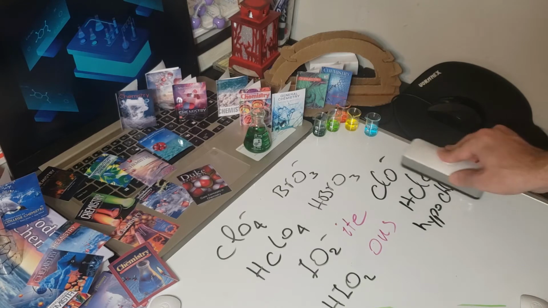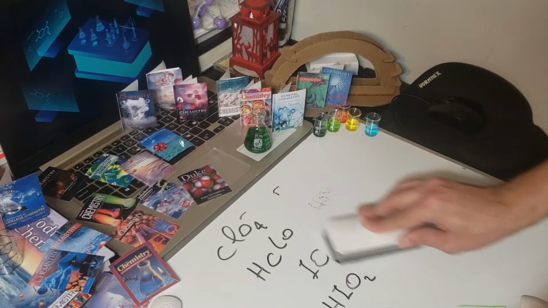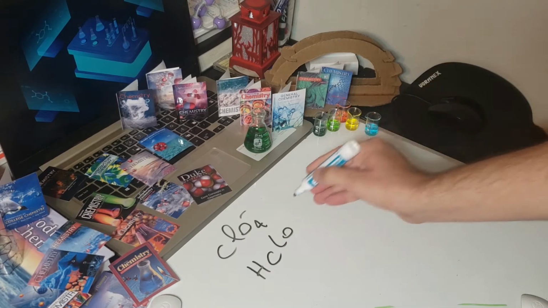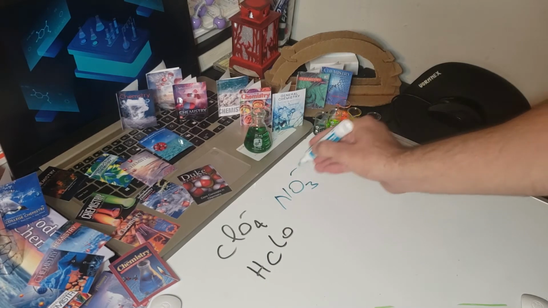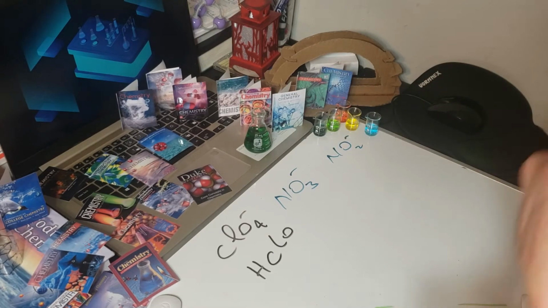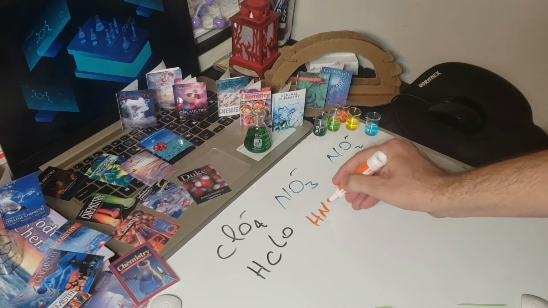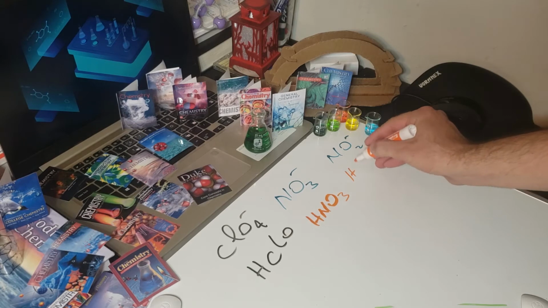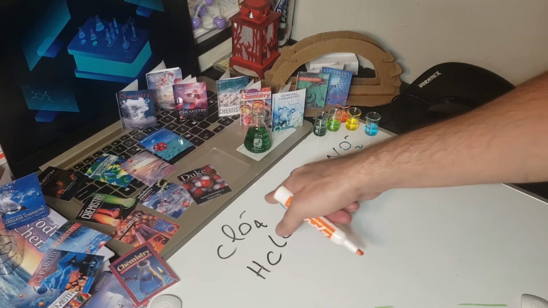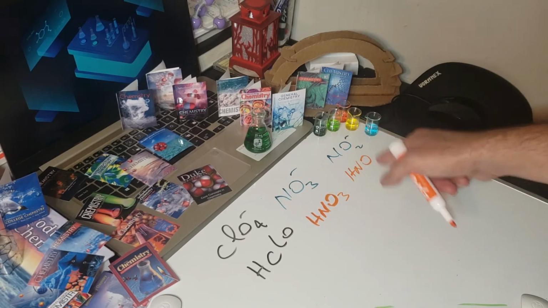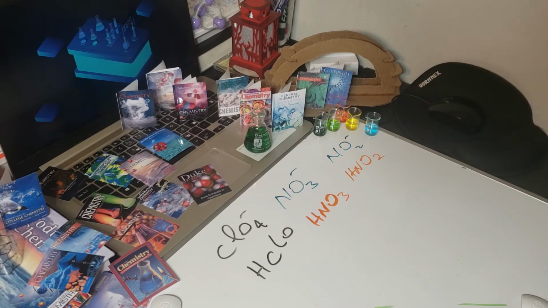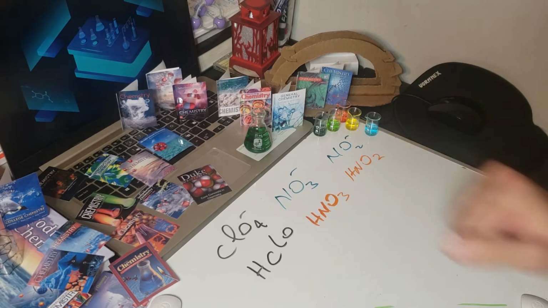For NO3 minus and NO2 minus, you have nitric acid, and you have nitrous acid, because this is nitrite. Remember, ate becomes ic and ite becomes ous, so nitrous acid compared to nitric acid.